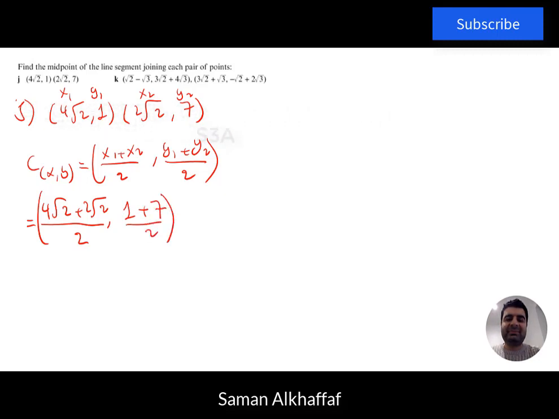So in this scenario, to simplify this expression, we would have 6 root 2 over 2, and we have 8 over 2, so that would give us 4, and then we can simplify this further, so that would be 3 root 2 and 4 as the coordinates in this scenario.